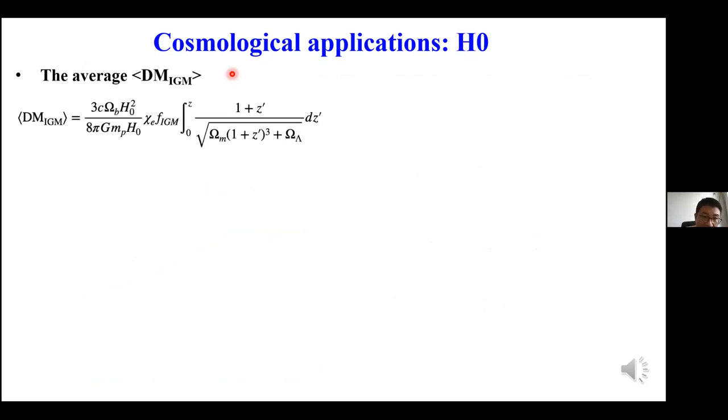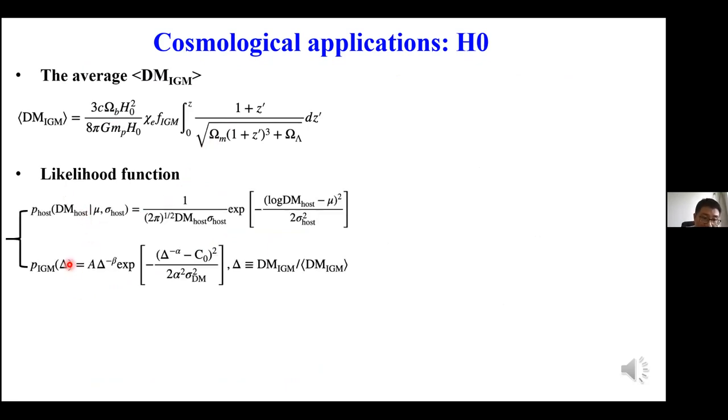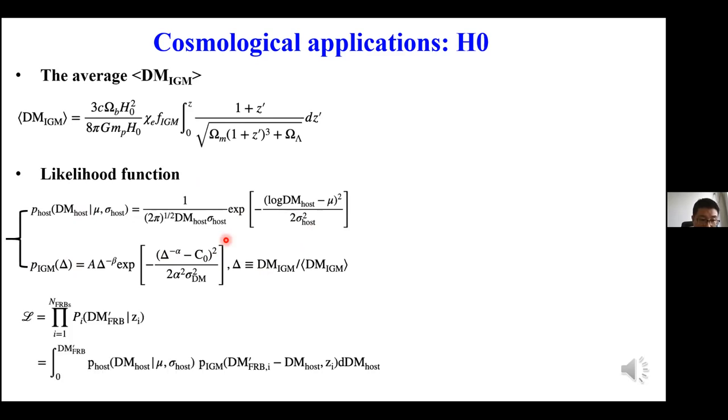The third cosmological application is to measure the value of the Hubble constant. This topic has been discussed in this morning's session. First, the average DM-IGM can be shown in this equation. From the analysis, we obtain the DM-host and DM-IGM probability distributions, which can be described with these two equations. Then the likelihood function for the Hubble constant can be described with this equation by integrating over DM-IGM and DM-host from zero to the observed one.